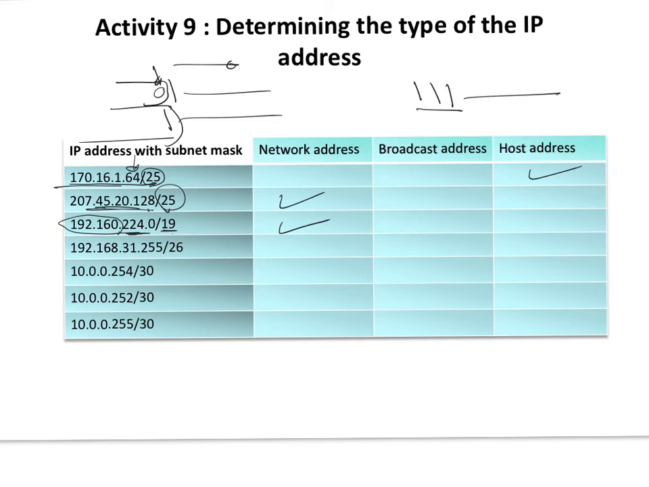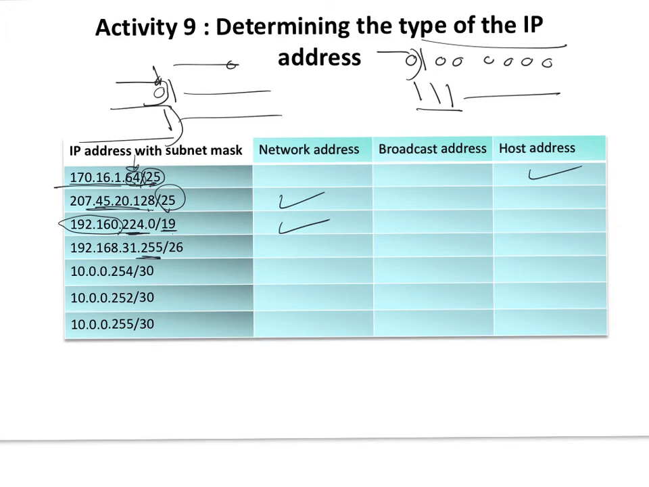No, there is no dot. This is the full byte. So it's 0, 1, and then 0, 0, 0, 0, 0, 0. So if we take this bit as the network part, the rest will be host, so the host part is neither all ones nor all zeros. So it's host.